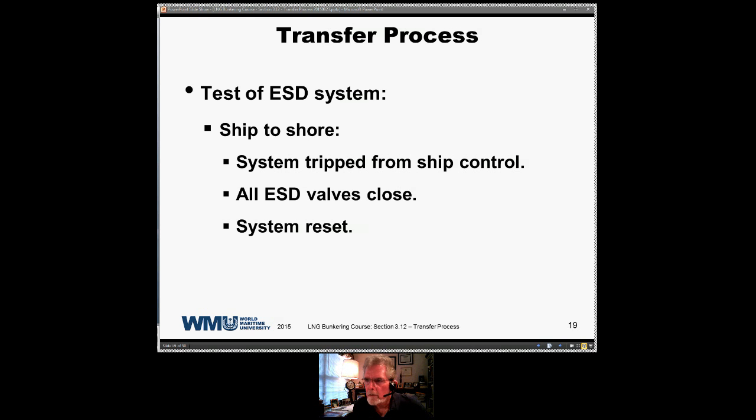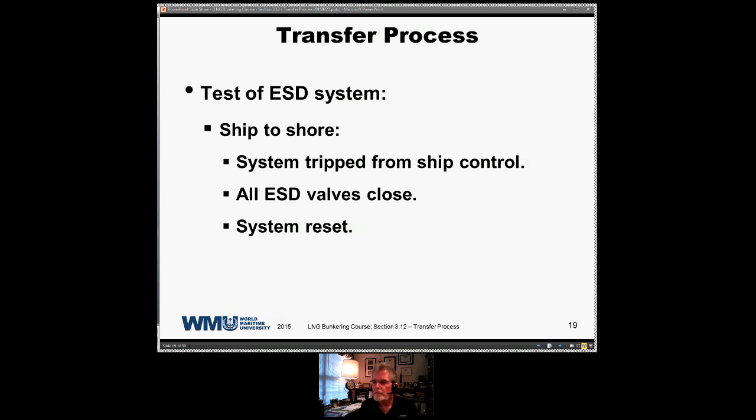This is the typical procedure. The testing of the ESD system can be done with a warm system, or it can be done with a cold system. My preference has always been to do a cold test, because that's the operating conditions of the system. Some terminals like to do a warm test. Either one works. The important thing is that the system gets tested and that valves close when they're supposed to close.